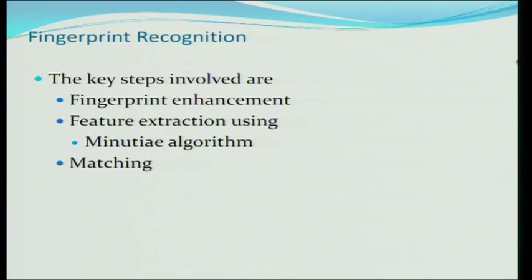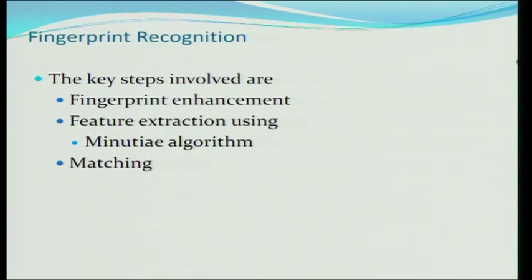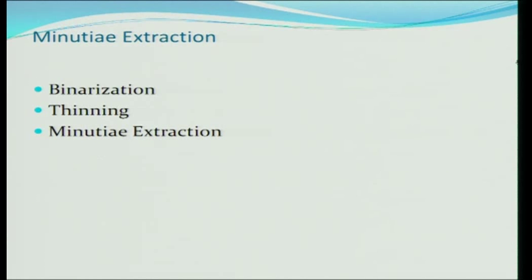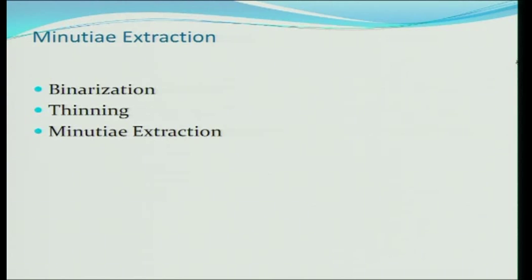Now, like any other biometric system, in the case of fingerprint you have the following steps. First, you have to enhance the image, and from the enhanced image you will be extracting the features. These features are the minutiae points, because our algorithm is based on the minutiae points, and finally matching. What are the enhancement techniques? You are given the fingerprint image, which is a grayscale image. You have to convert it into a binary image, and then you have to thin it. Thin means what? A 1 pixel edge, and then you have to extract the minutiae.